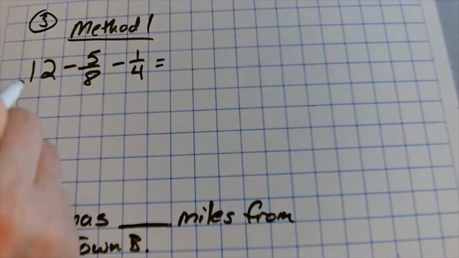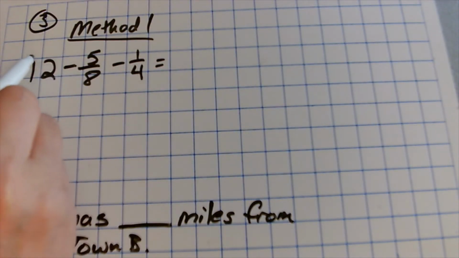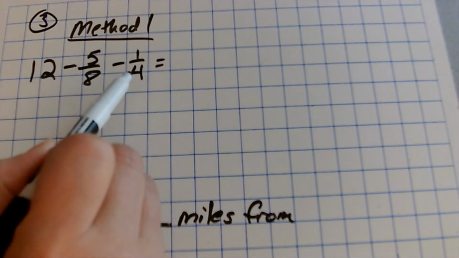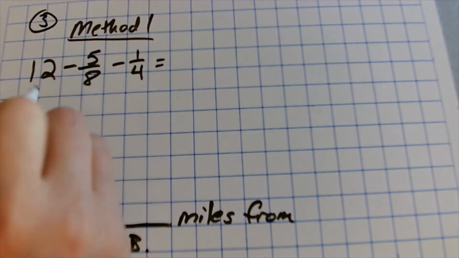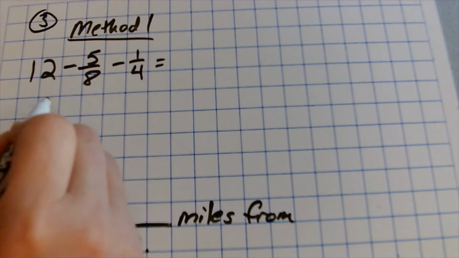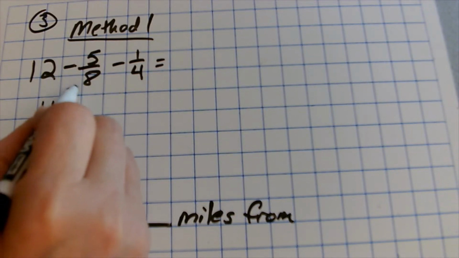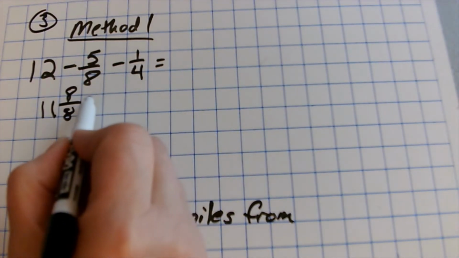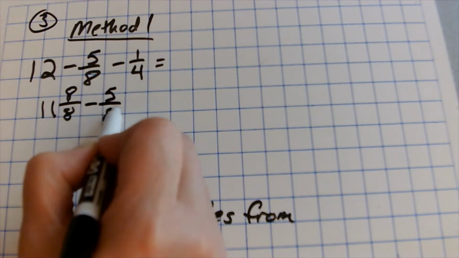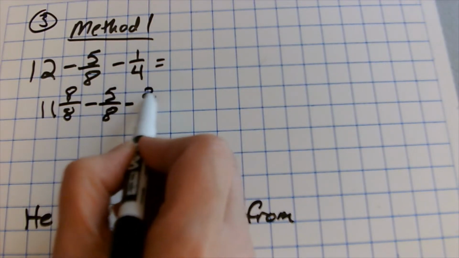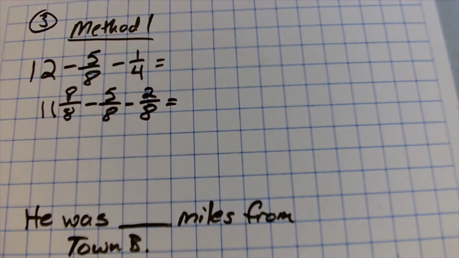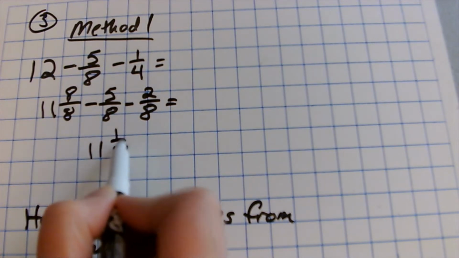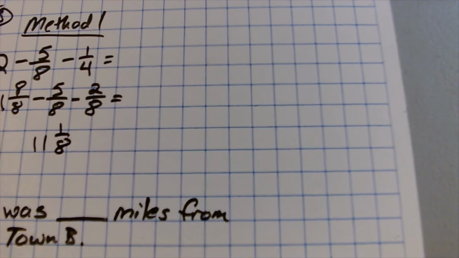We know we are going to need to change this whole number into a mixed fraction so that we can subtract, and we're going to need to have them all like fractions. So using method 1, we change the whole number to 11 and 8/8, because remember 8/8 is 1, and 11 plus 1 is 12. And then, since we're using eighths, we need to change the 1/4 into 2/8. And then that gives us 11 and 1/8. Okay, so that's using method 1.